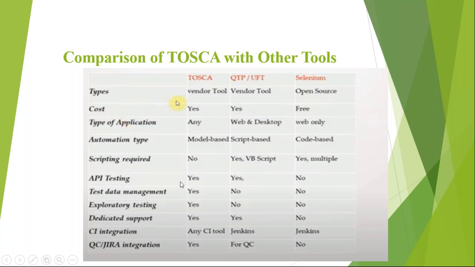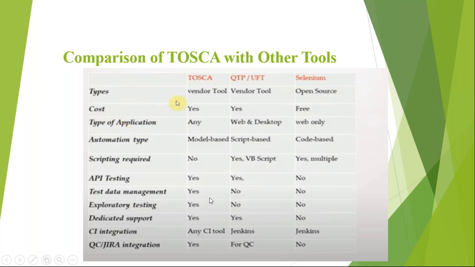And API testing support: Tosca and QTP will give the API testing support, whereas Selenium will not give the API. TDM, test data management. Inbuilt test data management means we are having an inbuilt database in Tosca that is called TDM. So Tosca will support TDM, whereas QTP and Selenium do not have TDM support.